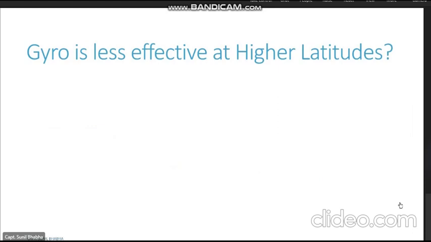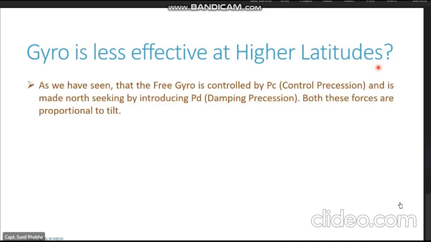Asked in the examinations also, written as well as orals: why is gyro less effective at higher latitudes? Now, with our understanding of these four forces, we can very easily appreciate why the gyro becomes less effective and almost loses its directive force when we go close to the poles in higher latitudes. You can easily understand it. We have seen in our explanation that the free gyro is controlled by PC, control precession, and is made north seeking by introducing PD, that is the damping precession.